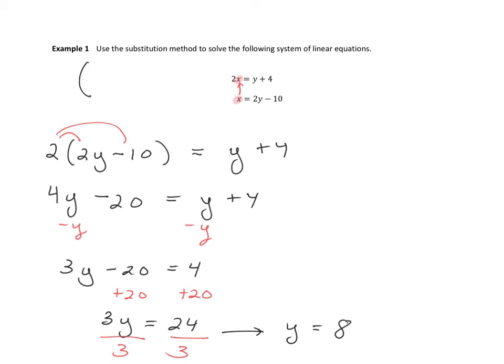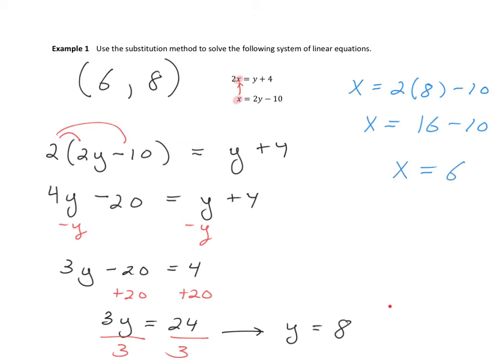So in finding my solution, I know it's going to be something comma 8, but I need to know what the corresponding x value is. I can now go back to, let's say, this equation here, put 8 in place of y, and solve for x. So x is equal to 2 times 8 minus 10, which is 16 minus 10, or simply 6. In this process, I found exactly one y and exactly one x. That means there is only one solution to the system, and that solution is the point 6 comma 8.